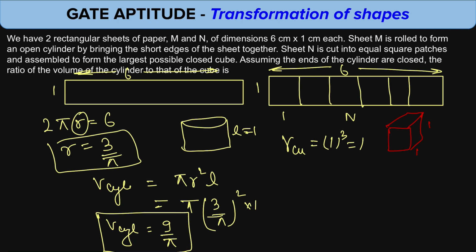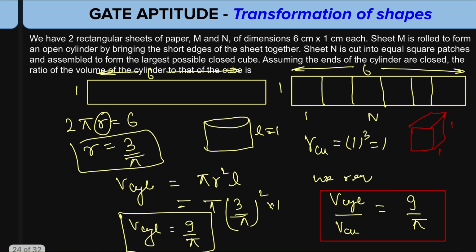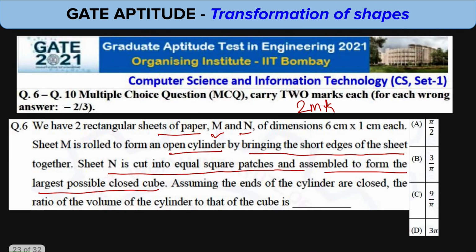Now we require the ratio, volume of cylinder divided by volume of cube, which is nothing but 9 by pi. So let's see if it is available in the options. Yes, it is option C, and option C is the correct answer.